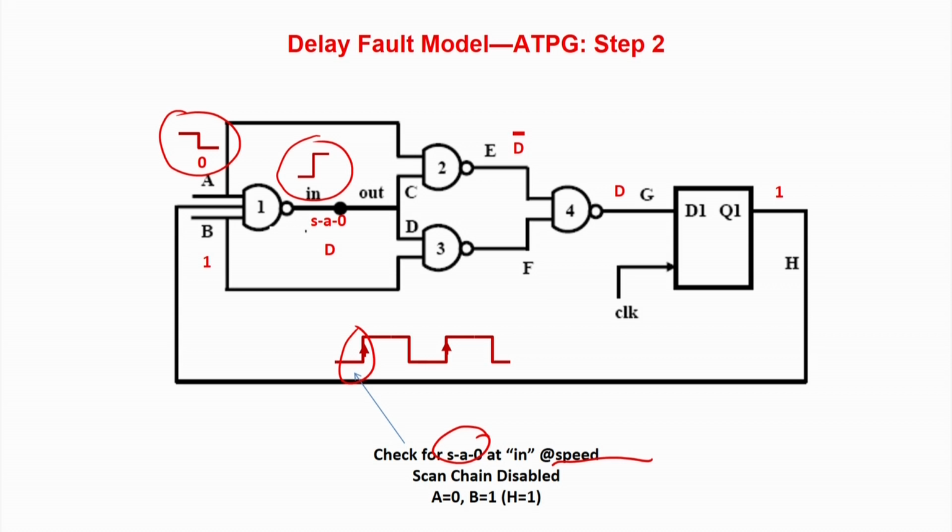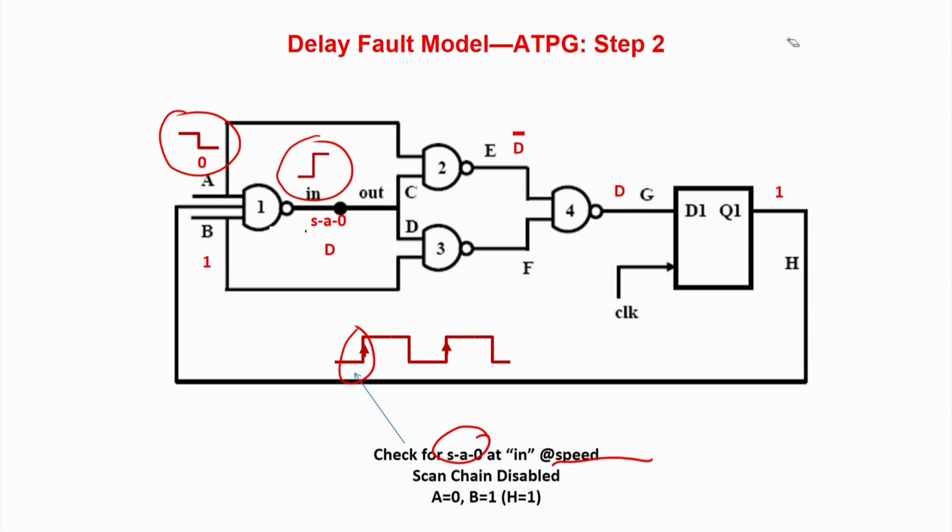So if the rise happens in proper time, then the value will be propagated to the flop and it will be captured. But if it cannot rise, that means there is a slight delay, then what is going to happen? It is not that the line is stuck. This line is not permanently stuck. It will rise, but the rise time will be so high that it will not be latched in the second clock period. It will be lost. It will be latched in the third clock pulse or even later.